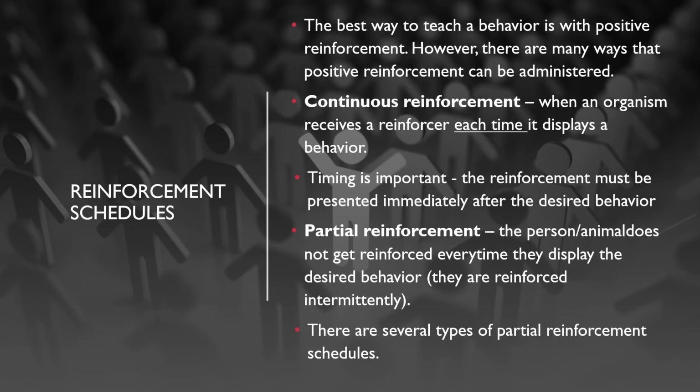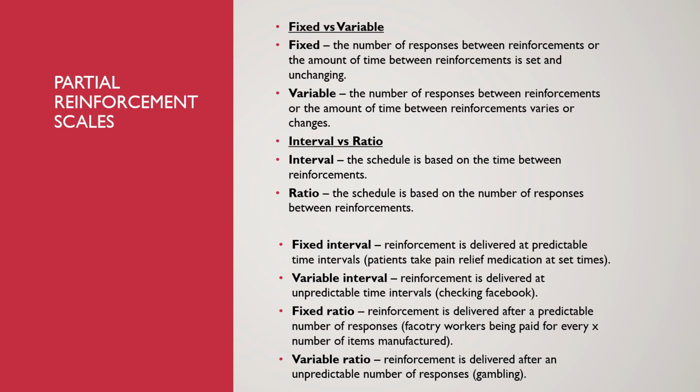So what we might do, because we don't always have reinforcers present, is we might use what's called partial reinforcement, or you might also see it called intermittent reinforcement. And this is where the animal or the person doesn't get reinforced every time they display the desired behavior. They're getting reinforced based on a schedule. And so there are different types of reinforcement schedules. We have fixed versus variable and interval versus ratio.